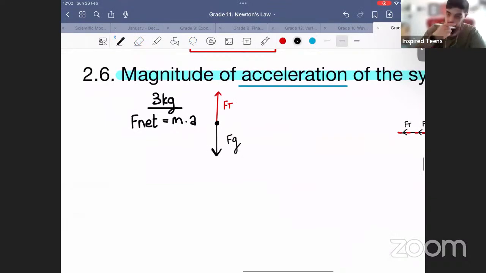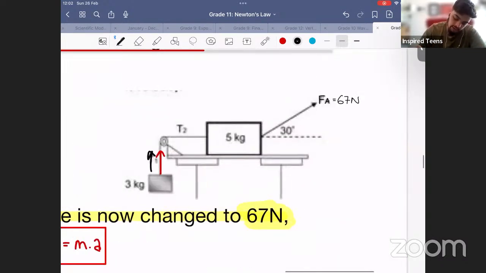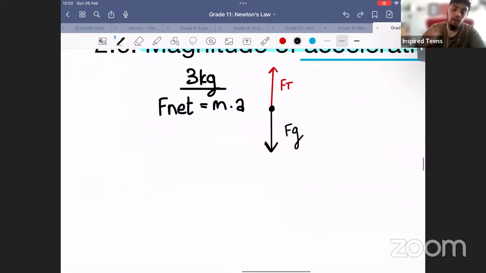Okay, so for the 3 kg object, tell me, how do I open up Fnet for the 3 kg block? Ft minus Fg, correct, because the object is moving to the right, which means the 3 kg object is moving up. So the direction of motion for the 3 kg object is up. Remember, Fnet is equal to forces in the direction of motion minus forces opposite the direction of motion. So Ft minus Fg is equal to m times a.